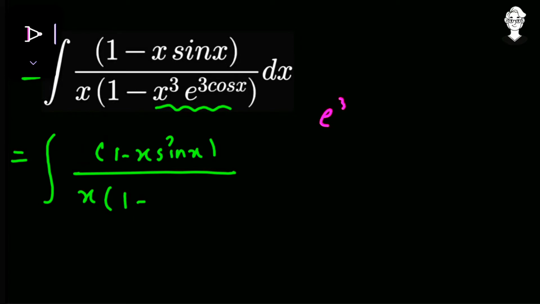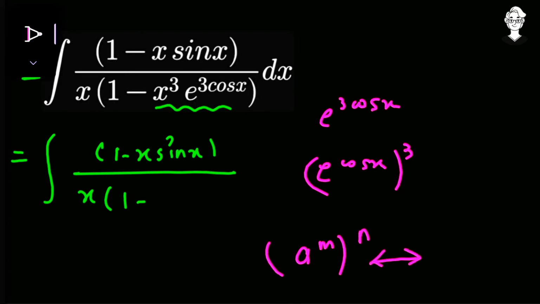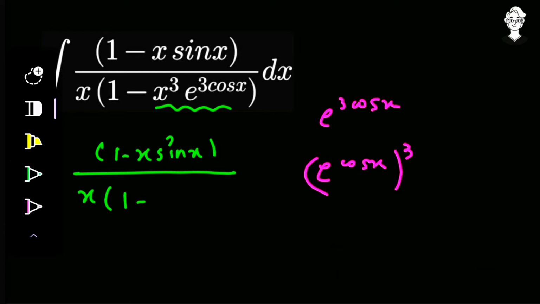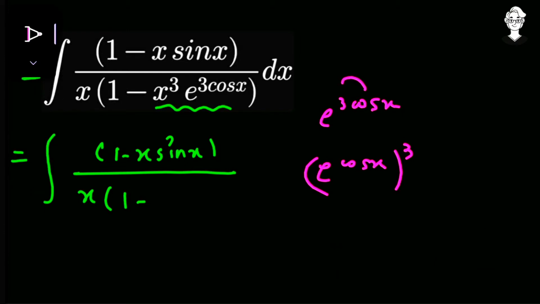First of all, e to the power 3 cos x can be written as e to the power cos x, the whole cube. The rule says that if a to the power m, whole to the power n, is there, it can be written as a to the power mn. Either this can be written this way or that way. Similarly, e to the power 3 cos x means 3 is multiplied with cos x, so it can be written this way, and this has been multiplied with x cube.